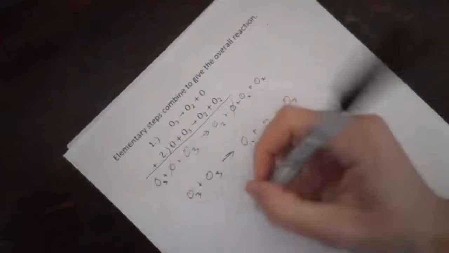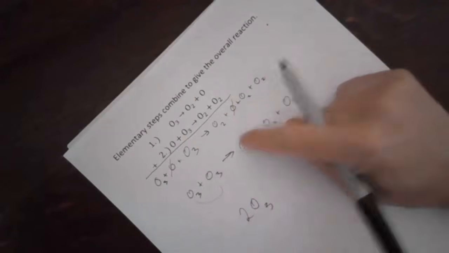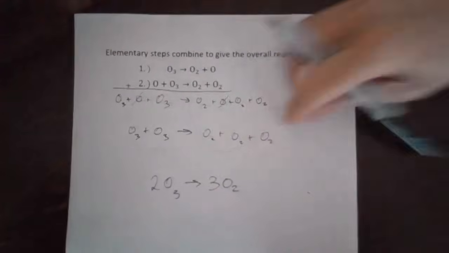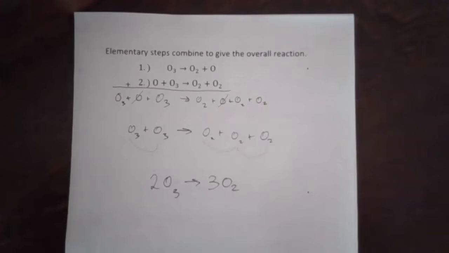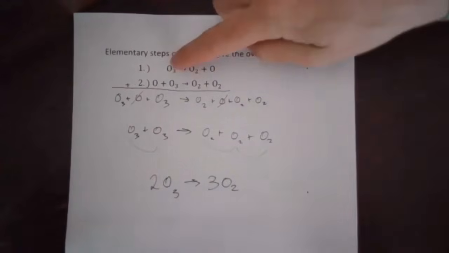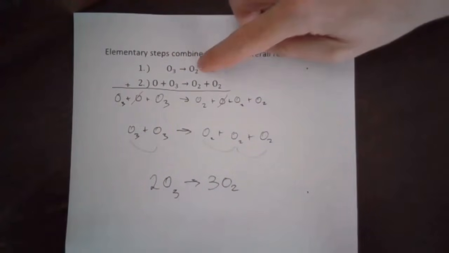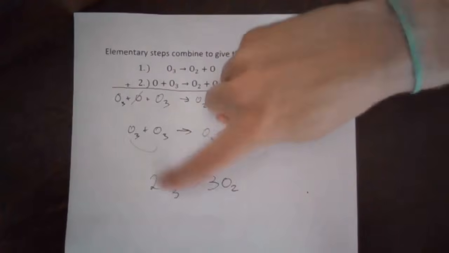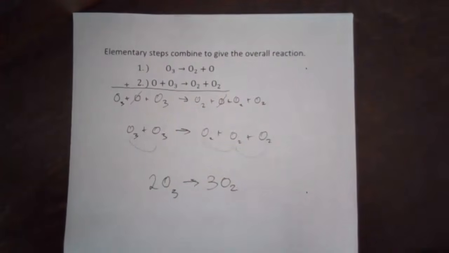O3 plus O3 can be written as 2O3. O2 plus O2 plus O2 can be written as 3O2, where we just have the number of molecules as opposed to writing them all out. So when we're combining reactions like this, we're combining steps. What we're really showing is what the overall effect is. If you have an O3 molecule and it reacts, this happens and then this reaction happens, those two steps in sequence overall accomplish the change of two O3 molecules becoming three O2 molecules.